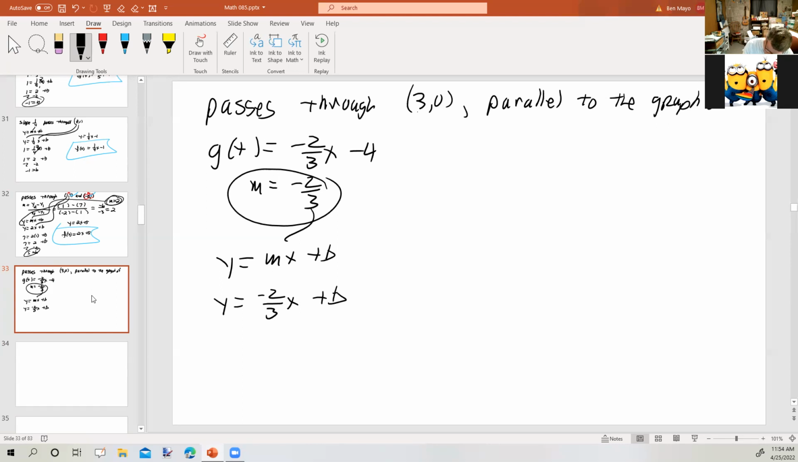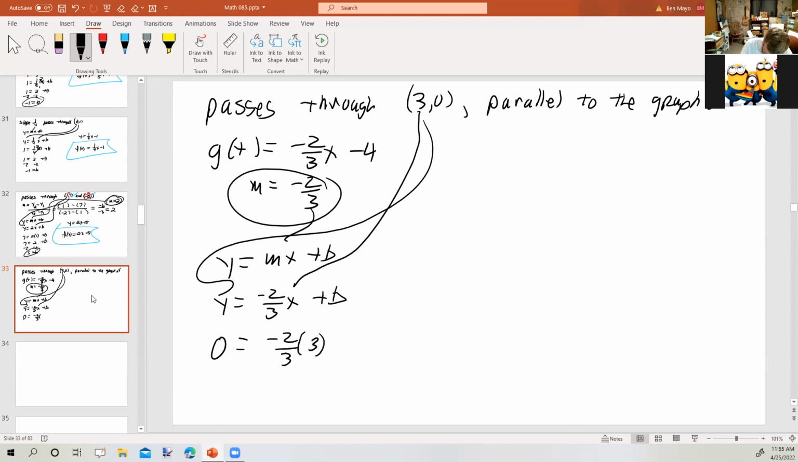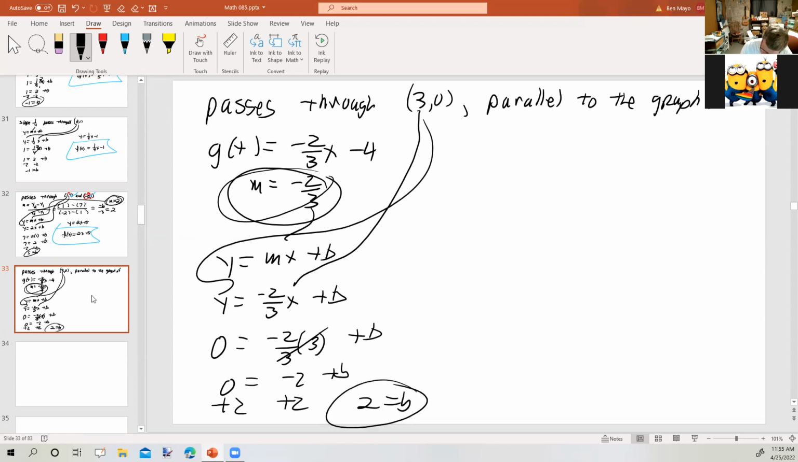We'll use the point that we've been given. X is 3, y is 0. 0 equals -2/3 times 3 plus b. 0 equals -2 plus b, excuse me. Add 2 to both sides, 2 equals b. So I know the slope and the y-intercept of the new line. Y equals -2/3 x plus 2.